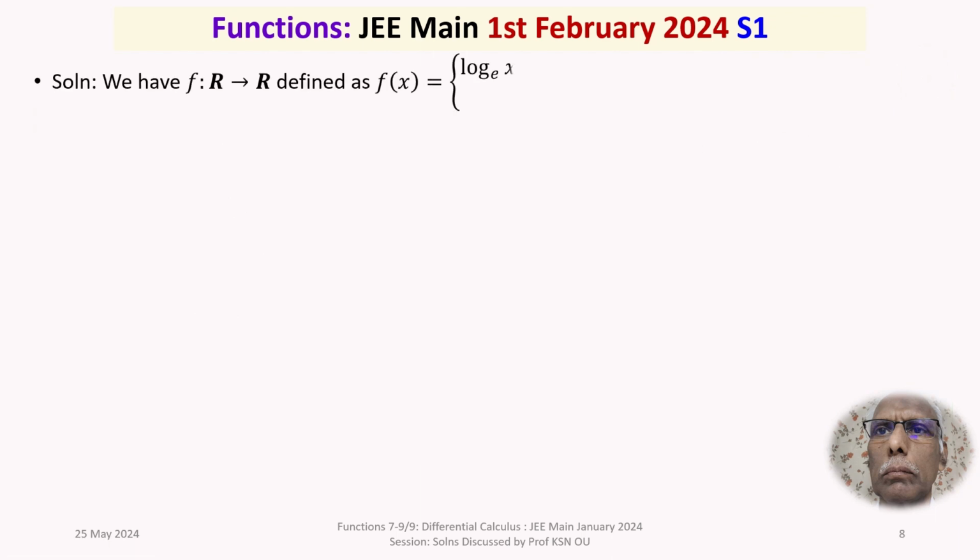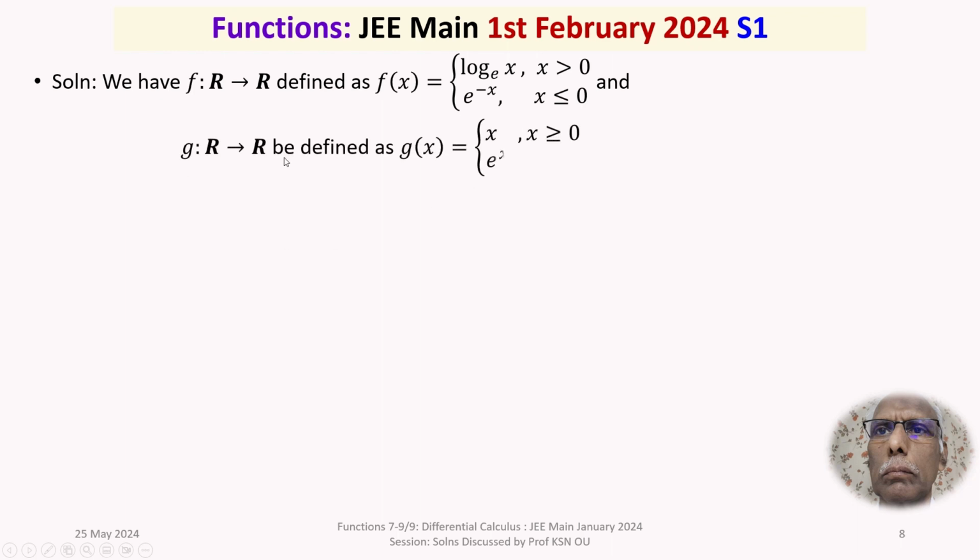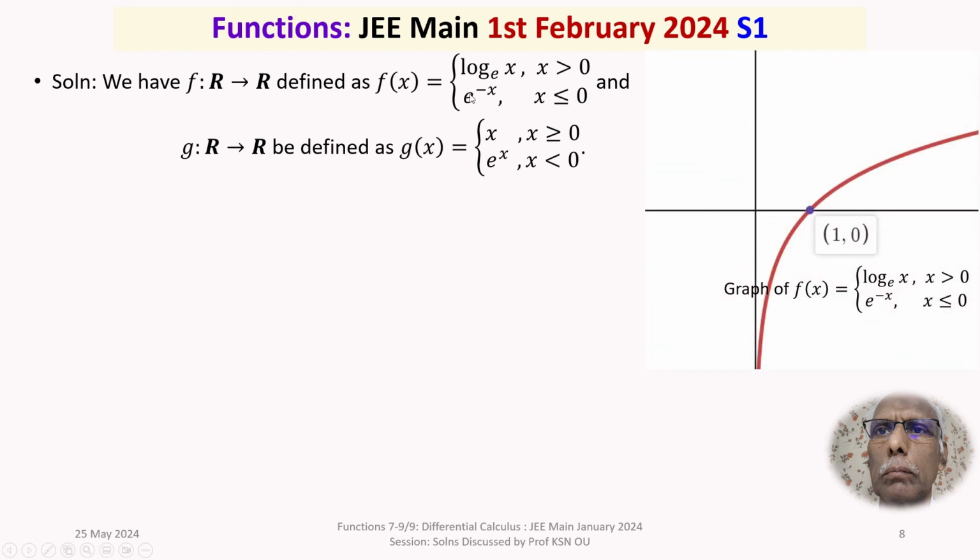Let's now discuss the solution of this problem in detail. We are given a function f from R to R defined like this, and we are given a function g from R to R defined like this. Now, it is better if you know the graph of this function f(x). So we will draw the graph of f(x) roughly.